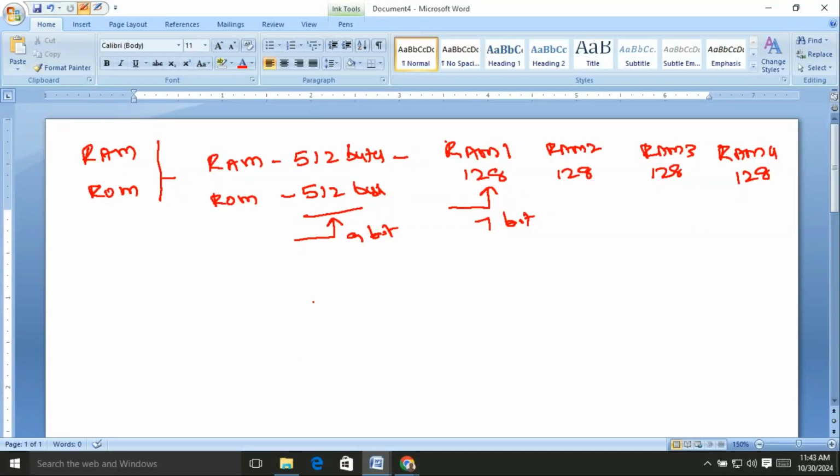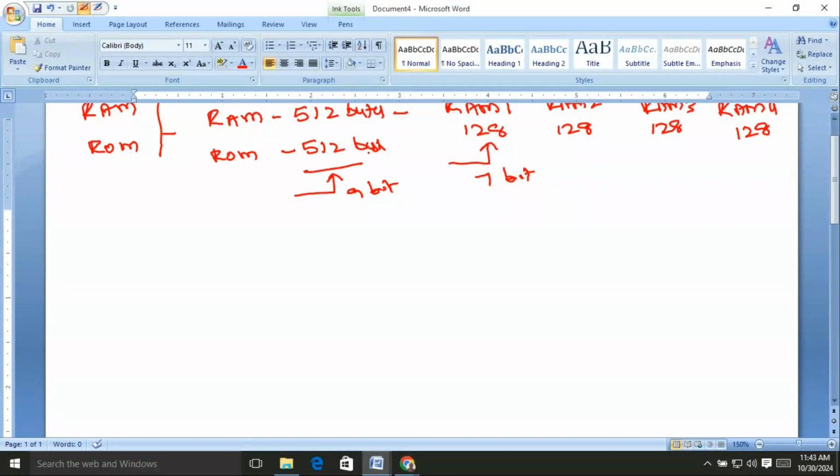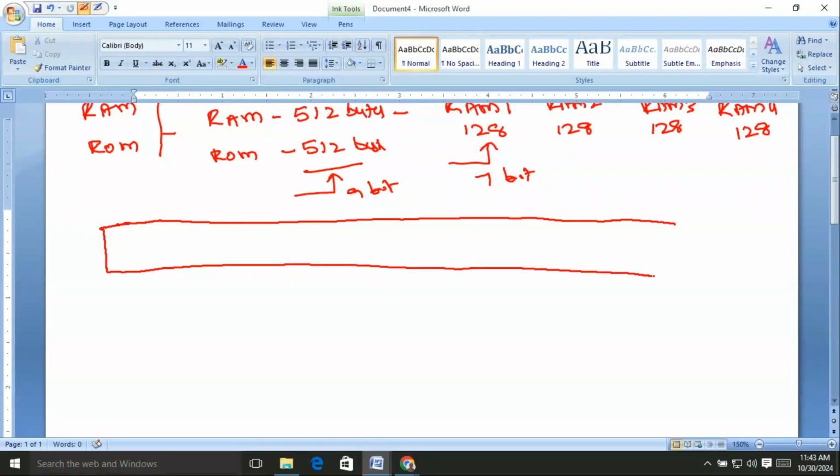Now, how these RAM and ROM chips are interconnected, there is the circuit. Now I am going to consider the entire thing as the CPU. First, we need to write something, so we need a write signal, and to read the data from those memory chips, we need the read signal. So I am going to write here the write signal, and this is the read signal.